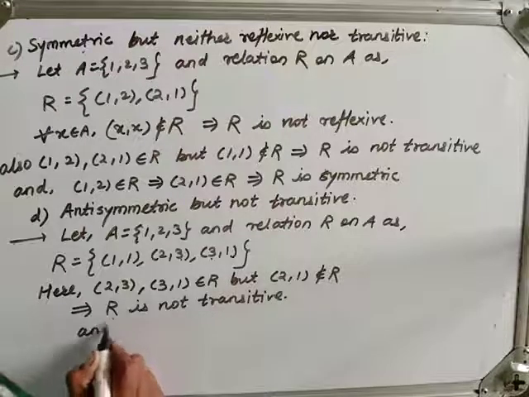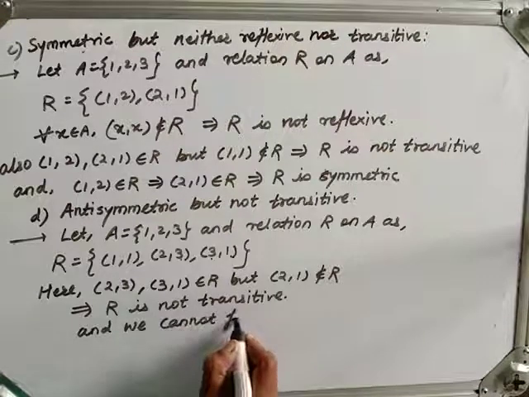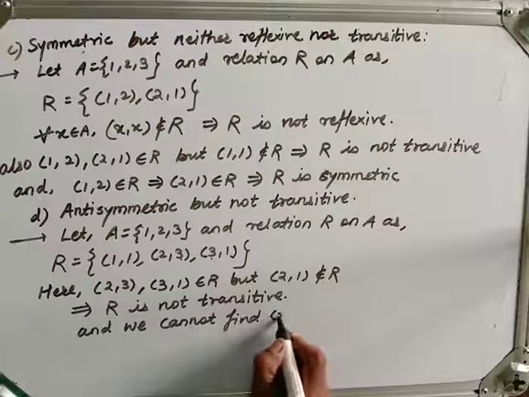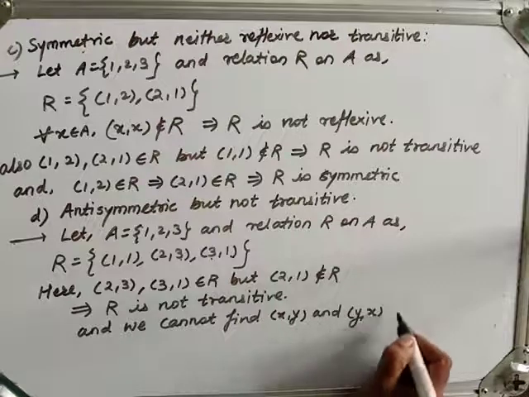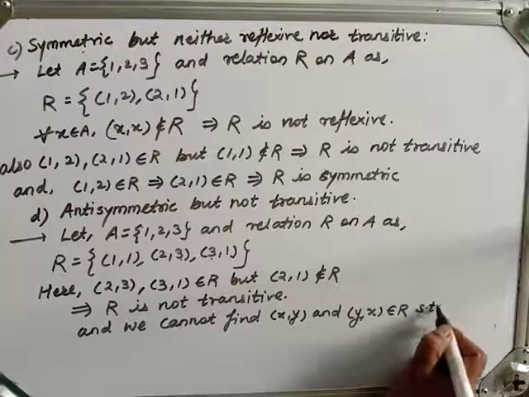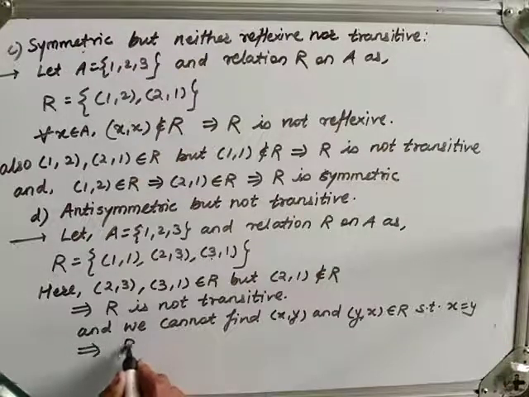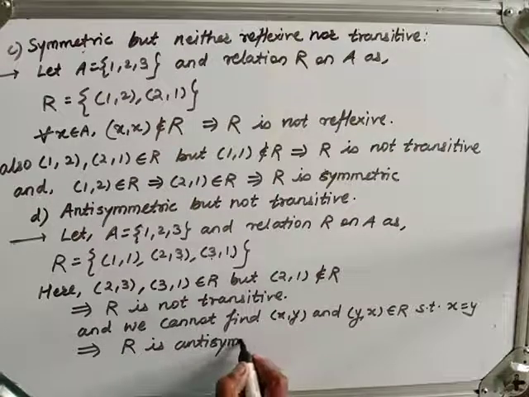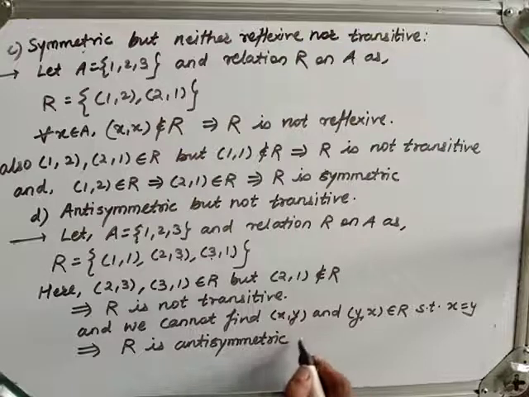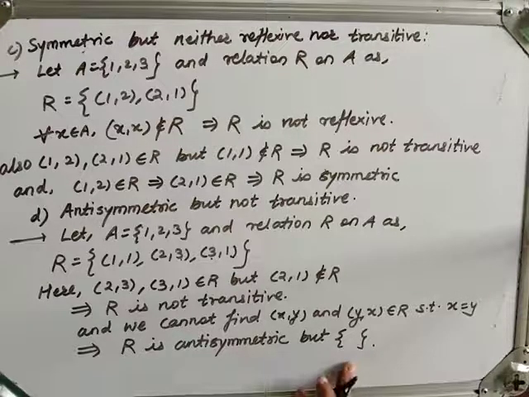And we cannot find (x,y) and (y,x) belonging to R such that x is not equal to y. So that implies R is antisymmetric, but it is a null set or an empty set.